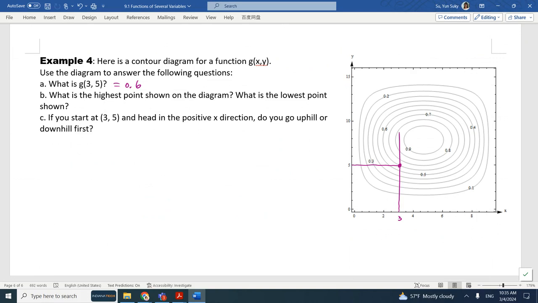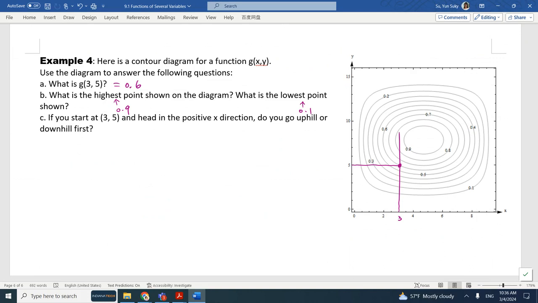And what is the highest point on the diagram? What is the lowest point shown? What is the biggest height? Biggest is 0.9, right? We don't see any dot here, so we don't reach 1. The highest is 0.9, right? So the highest is 0.9. The lowest, yeah, 0.1. The smallest number is 0.1.